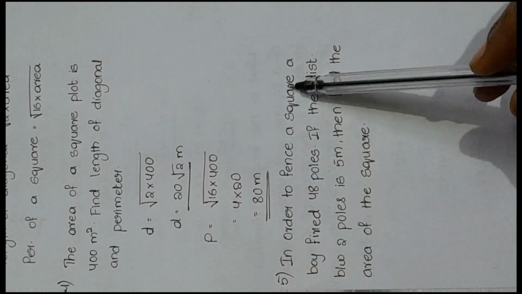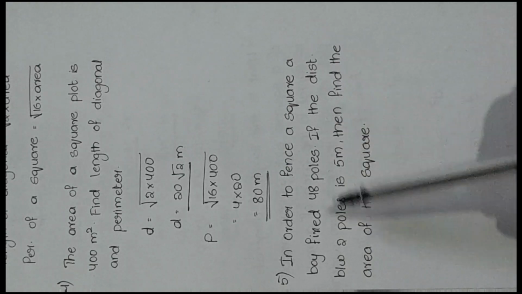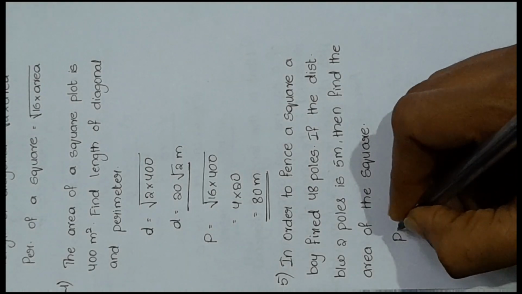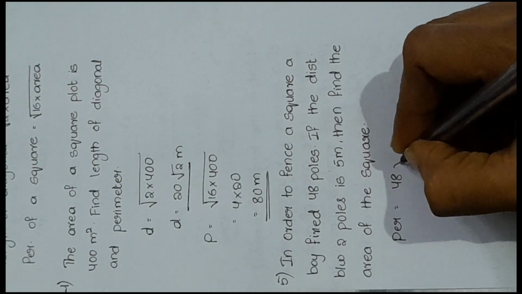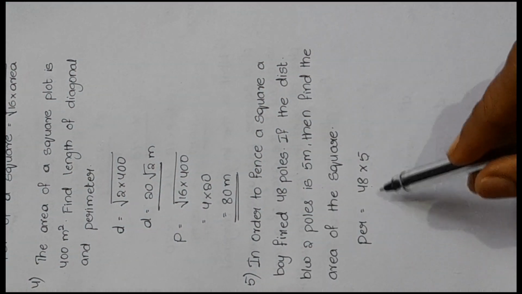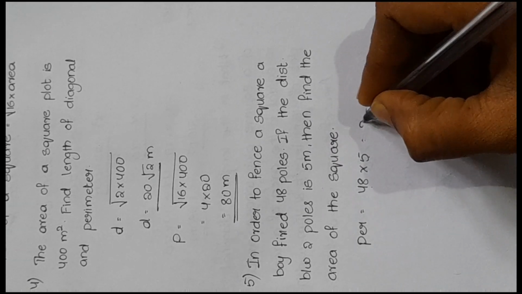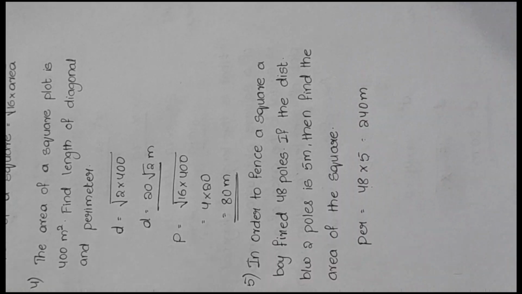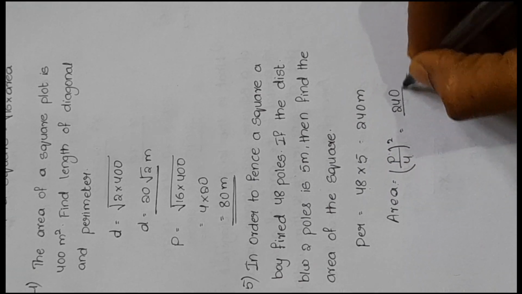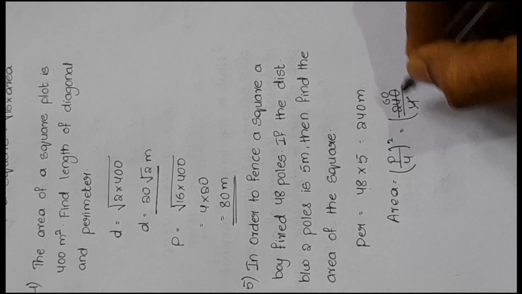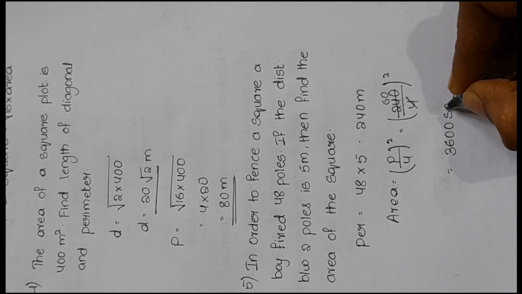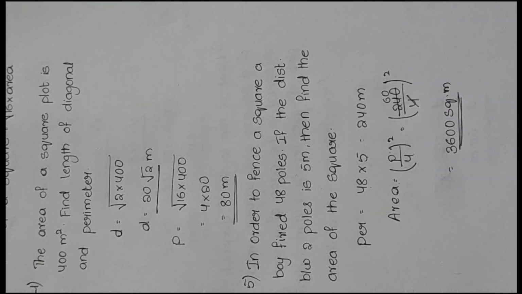Fifth question: in order to fence a square, a boy fixed 48 poles. If the distance between two poles is 5 meters, then find the area of the square. Here, from the information given in the question, the perimeter is equal to 48 into 5, where 48 is the number of poles and 5 is the distance between two poles. The perimeter is equal to 48 into 5, which is equal to 240 meters. The formula of the area is perimeter by 4 whole square, which is equal to 240 by 4 whole square. 6 fours are 24, so whole square, which is equal to 60 into 60, that is 3600 square meters is the area of the square.